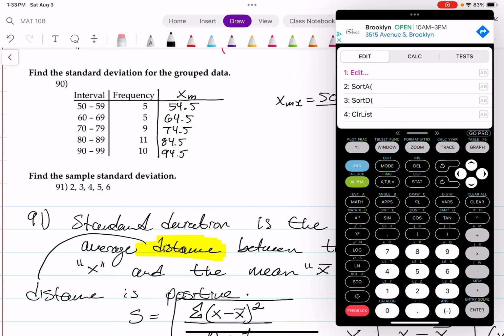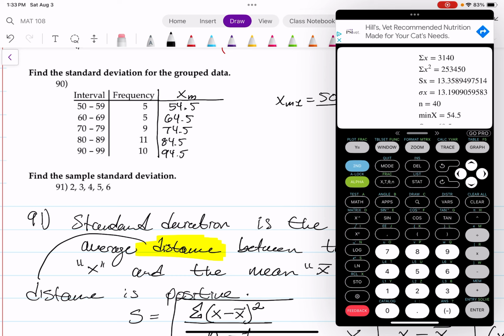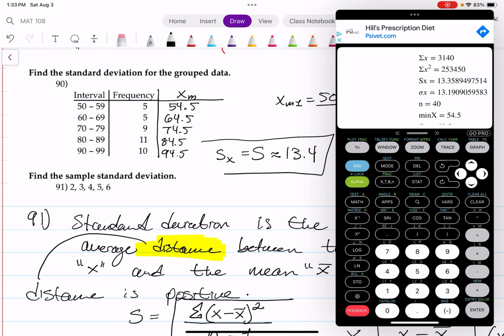Then you're going to go to stats, go to calculate, click one variable statistics, set your L2 to frequency list, hit enter. And once again, to find the sample standard deviation, your S sub x, which is the sample standard deviation, that is approximately 13.4. I'm going to use one number after the decimal in this case.